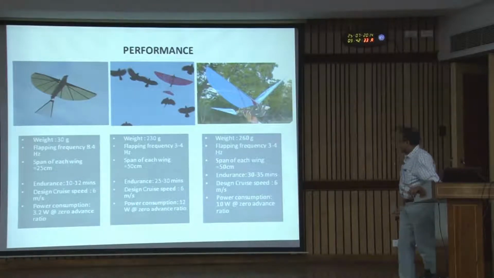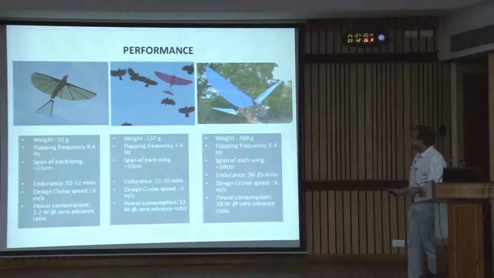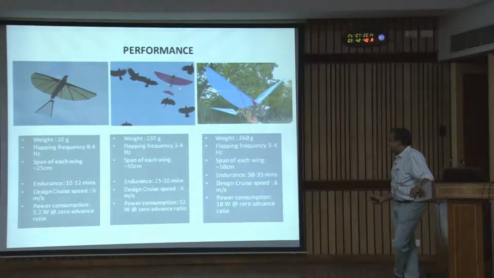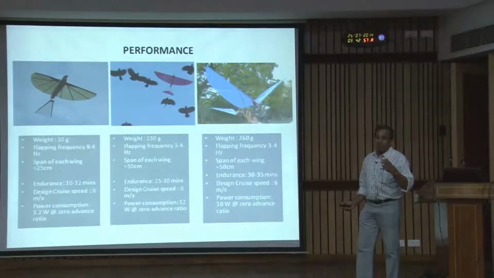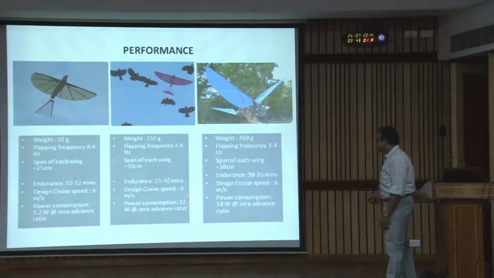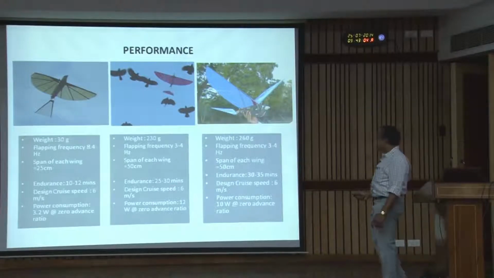Power consumption was about 12 watt. Now, this model and this model, the difference is just in how you build it. This model is the first model we built for the larger one with balsa wood, and the frame was also a balsa wood frame. As a result, there was a lot of friction. The gears mounted on it had misalignment, and we got about 25 to 30 minutes.